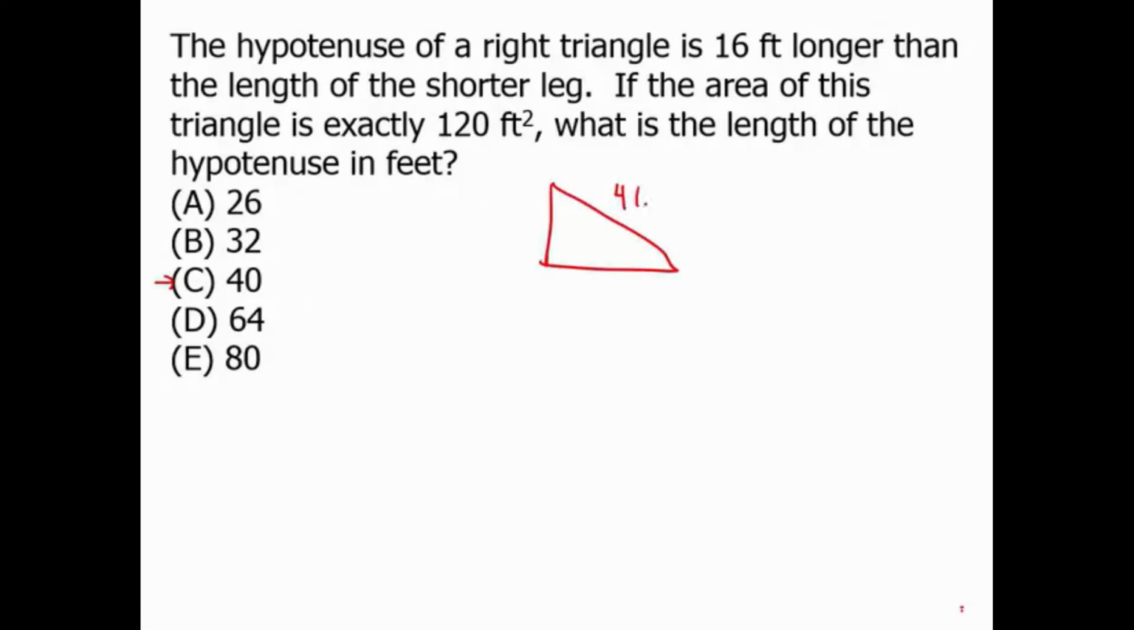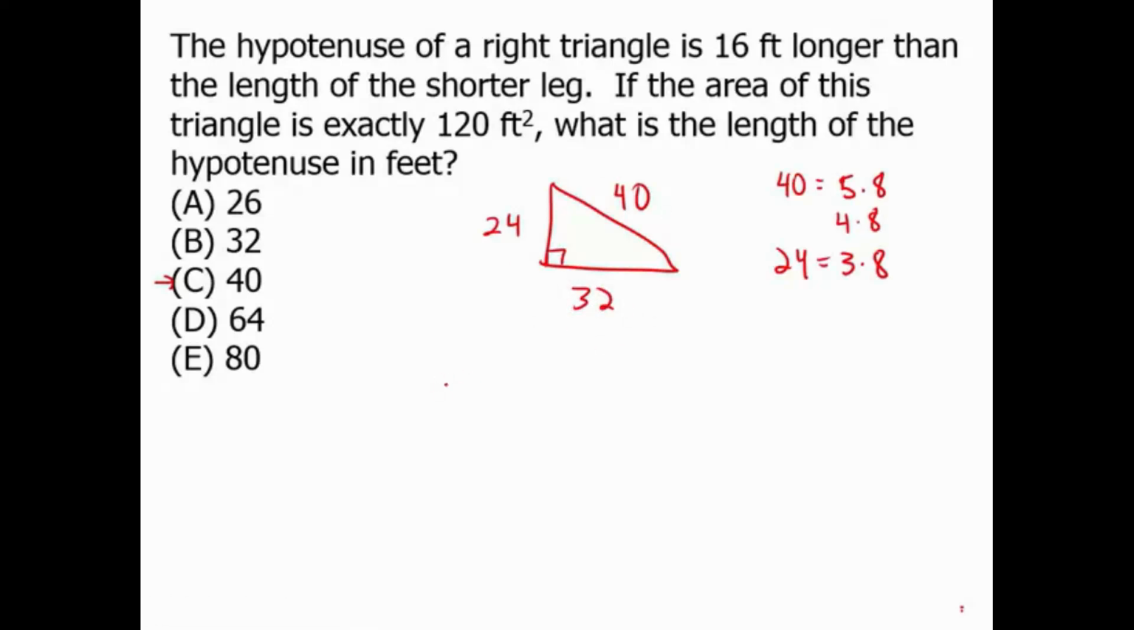It is 40. Well, the short leg is 16 less than that, so that's 24. And notice that 40 equals 5 times 8, and 24 equals 3 times 8. And so really what we have here is a 3, 4, 5 triangle, and so the missing side would have to be 4 times 8, or 32. And so that would be the triangle.